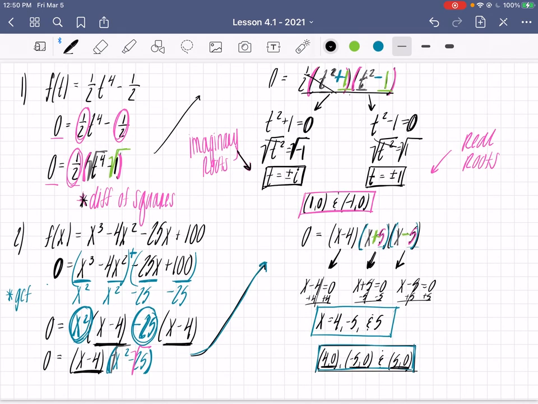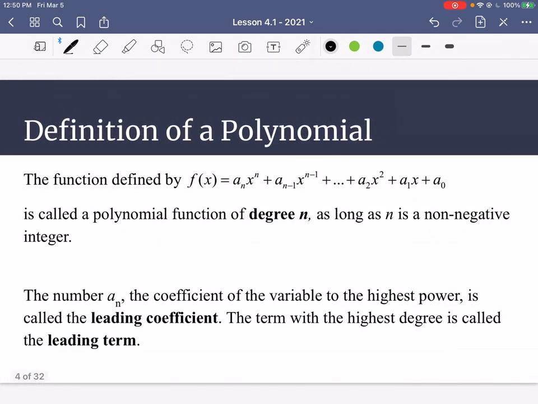So hopefully this is a little bit of a refresher. Again, we did this stuff in chapter 3. And the reason that we're putting this on the warm-up today is because you're going to do a ton this unit with finding the roots of polynomials. So this is going to be hopefully fresh in your brain.